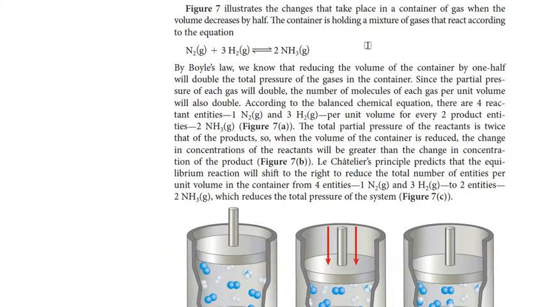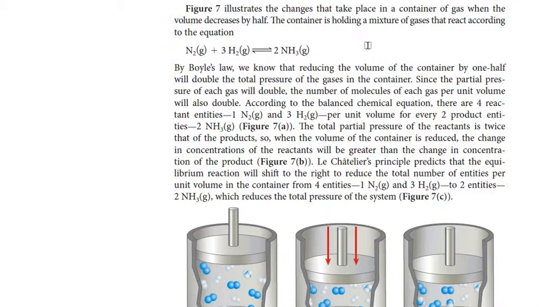Figure 7 illustrates the changes that take place in a container of gas when the volume decreases by half. The container is holding a mixture of gases that react according to the equation N2 plus 3H2 gives 2NH3. By Boyle's law, we know that reducing the volume of the container by 1/2 will double the total pressure of the gases in the container.